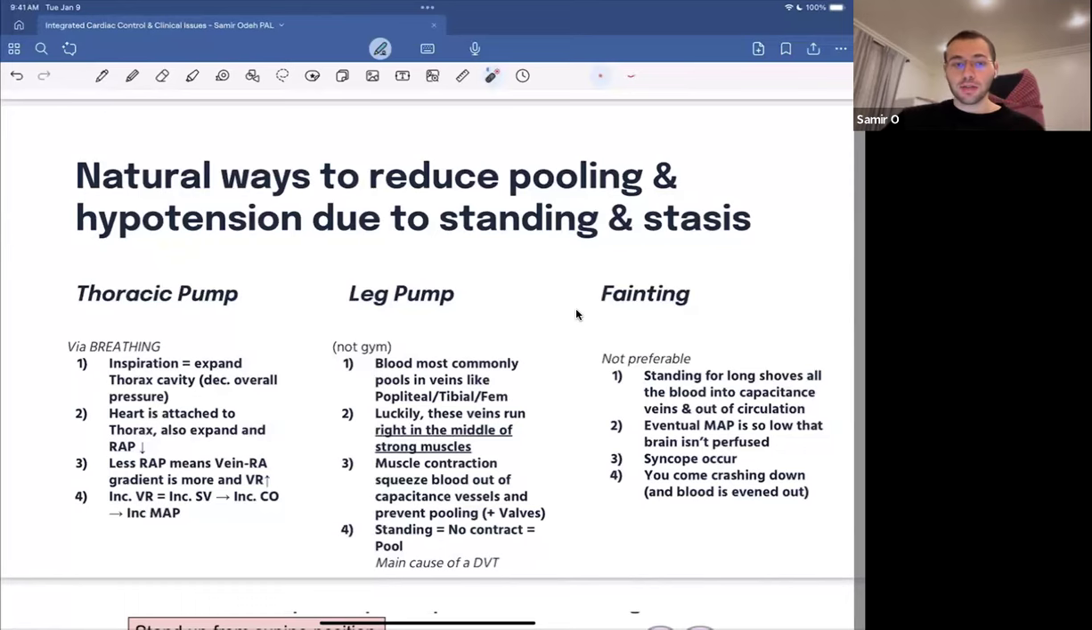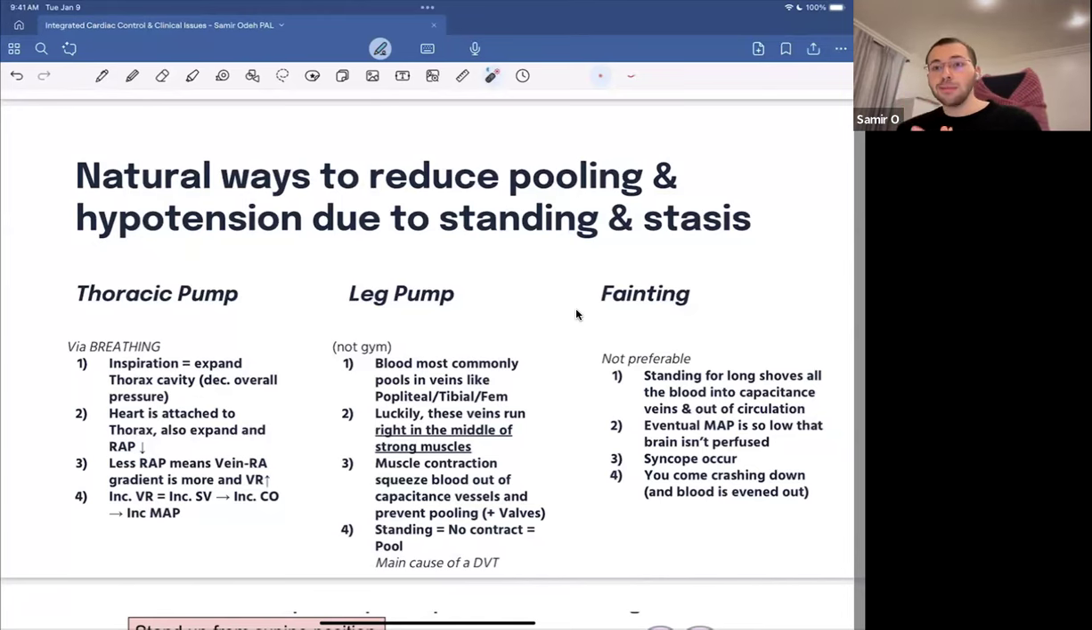And when we increase venous return, we're increasing stroke volume, which increases cardiac output, because again, it's heart rate times stroke volume. That increased cardiac output maintains our mean arterial pressure. So that's one way that we can ensure that we are maintaining blood pressure when we're standing.